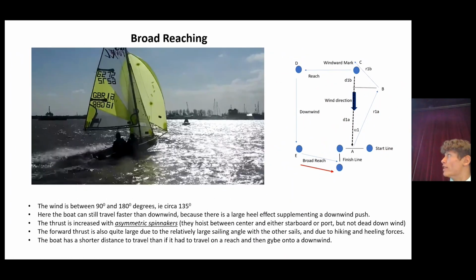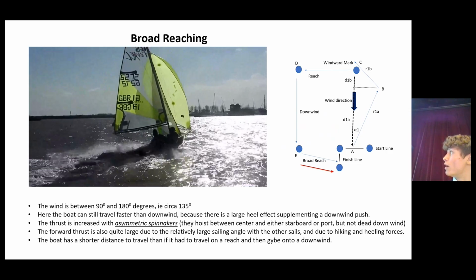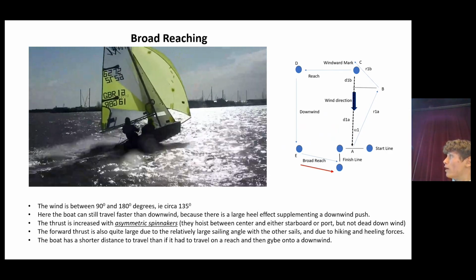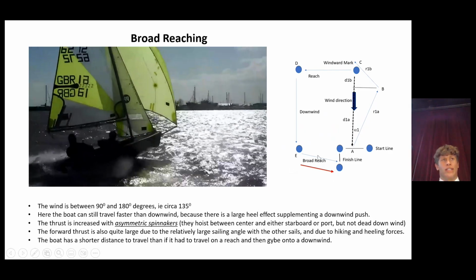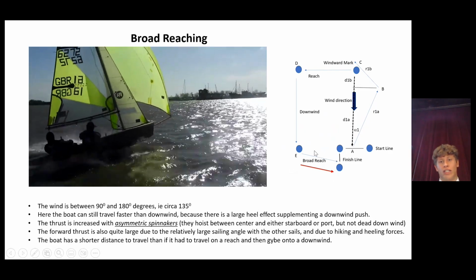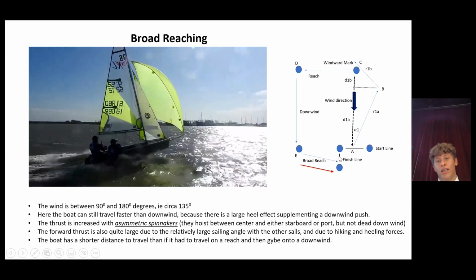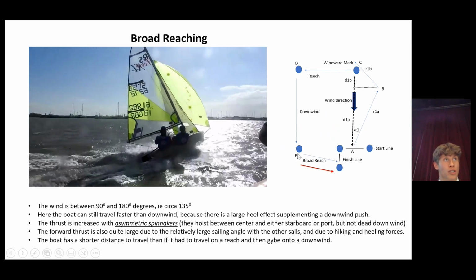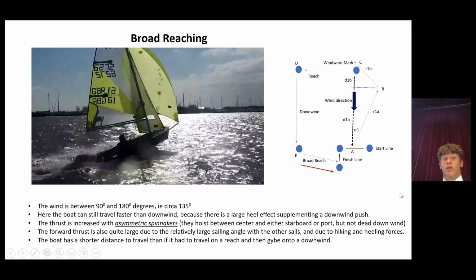Broad reaching, hopefully the video worked, because this is a very cool video. As you can see, I'm going really fast with the spinnaker at the back. And the point is that rather than going on a reach and then downwind, as you can see from point E to the finish, in a triangle, you can just take the hypotenuse, the direct route from point E to the finish. This is much quicker as well. You're still going really quick, and it's a shorter distance.